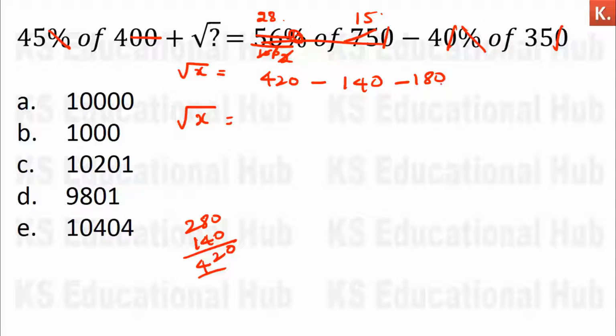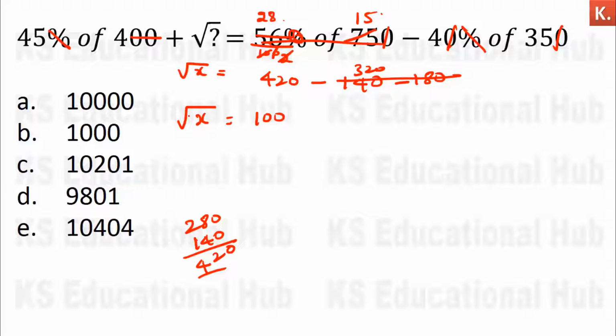180 plus 140 is equal to 320. So this is like minus 320. 420 minus 320 is equal to 100.